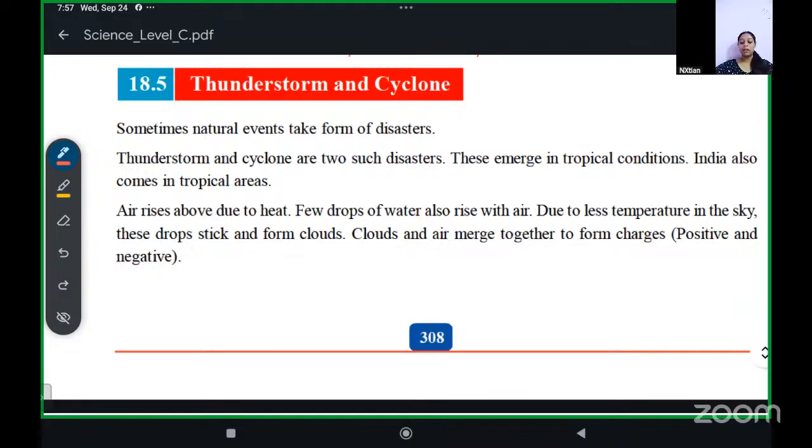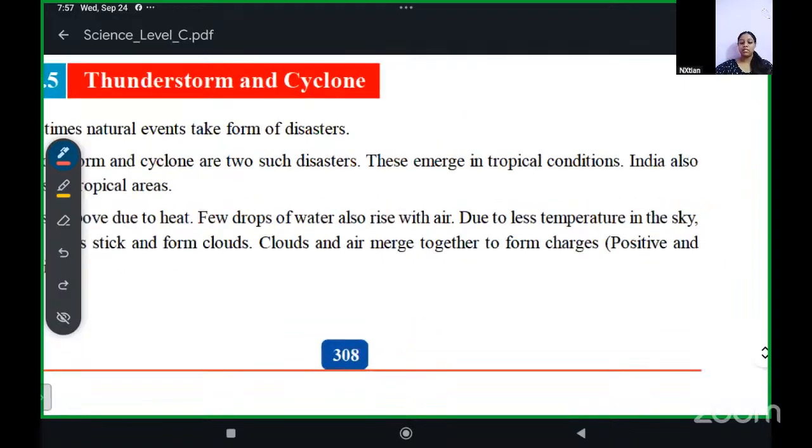Now, air rises above due to heat. Few drops of water also rise with air. Due to less temperature in the sky, these drops stick and form clouds. Clouds and air merge together to form charges, that is, positive and negative charges.